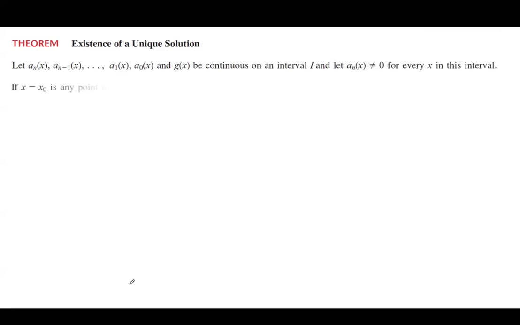Okay, we just learned about this theorem. Let's take a look at another example.